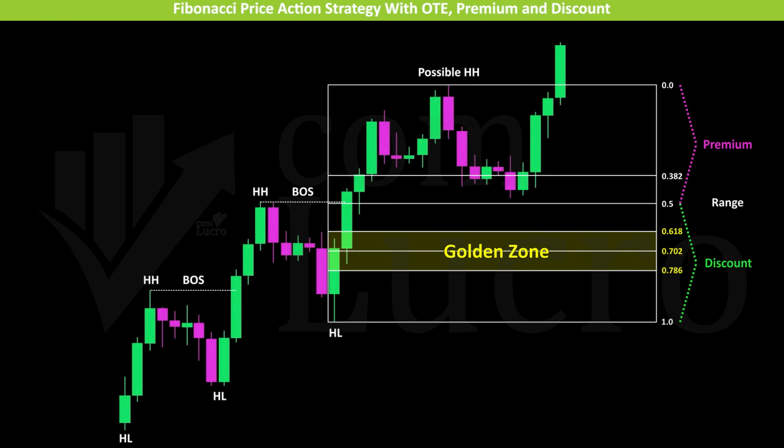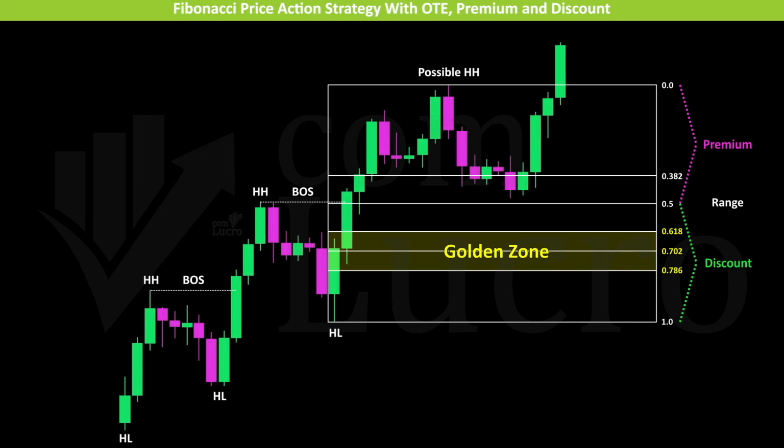The 0.618 level is known as the golden ratio, and the area between the 0.5 and 0.618 levels is known as the golden zone. This area is popular because price often reacts from it and then continues in the direction of the trend. Finally, we have the 0.786 level. This level usually offers the best risk-to-reward ratio. Your stop loss can stay relatively small while your profit target remains the same.